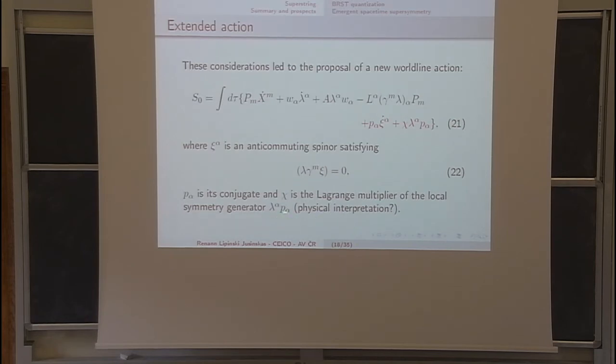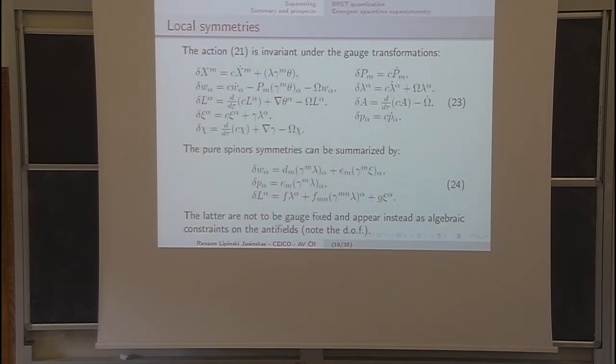So this still lacks some better physical interpretation. But the point is that if you consider this model, you have these gauge transformations, you have the reparametrization symmetry generated by the p squared constraint, scaling is there, but also you have this extra symmetry generated by lambda alpha p alpha. So it's kind of a supersymmetry of the worldline. This one here appears, this is the Lagrange multiplier, and so on.